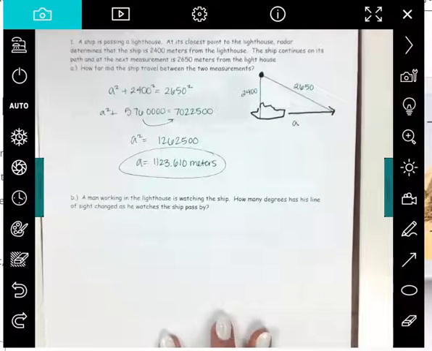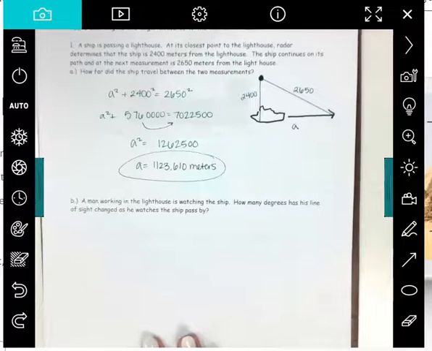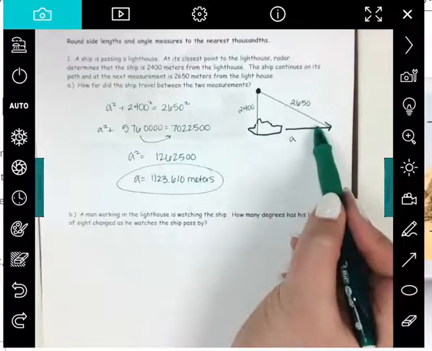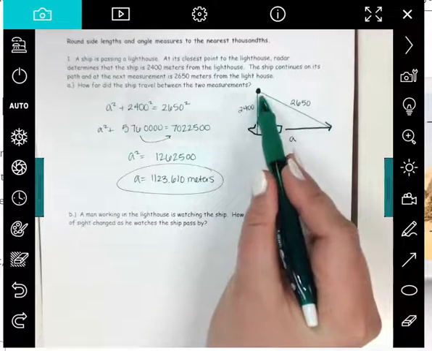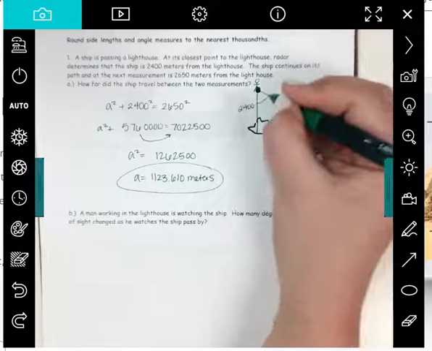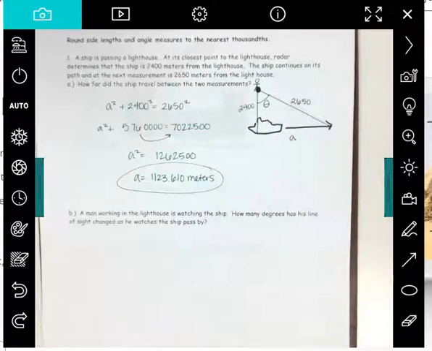Okay, part B. A man working in the lighthouse is watching the ship. How many degrees has his line of sight changed as he watches the ship pass by? So you have a dude literally in the lighthouse just watching the ship, and you want to know how far he turned. Do I want this angle or this angle? Side or top? Top. This is where the dude is. Then this is his line of sight. We'll call it theta.